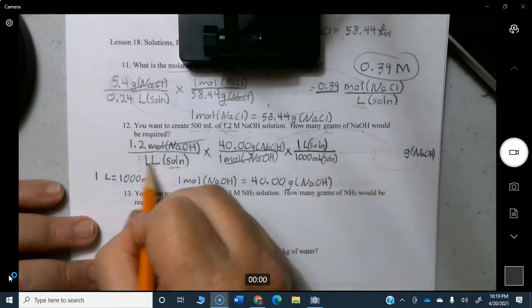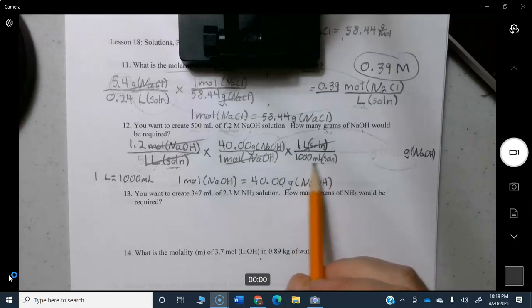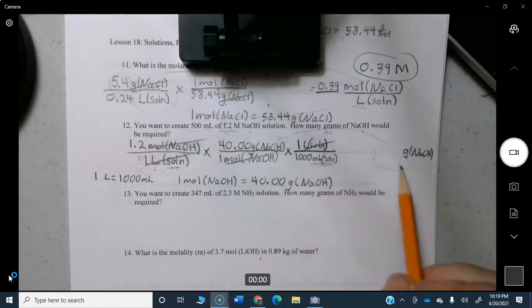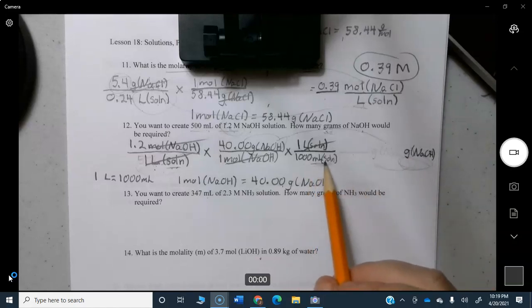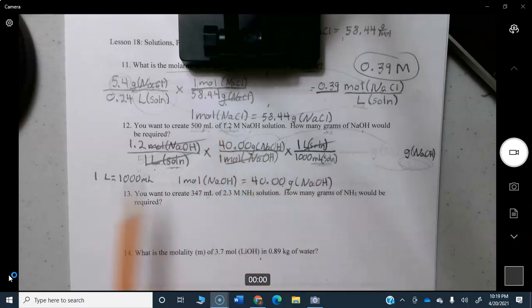Okay, so liters of solution cancels with liters of solution. And all we have on the bottom is 1,000 milliliters. We have milliliters of solution on the bottom, but we don't have anything on the bottom here, so that has to somehow cancel out. What do we use to cancel that? This guy right here, 500 milliliters.